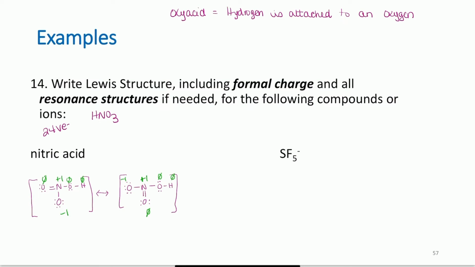And SF5-. So sulfur has 6 electrons, fluorine has 7 electrons, and I have 5 of them, and I have a -1 charge. Overall, this has 42 valence electrons. Sulfur in the center, connect to your 5 fluorines.